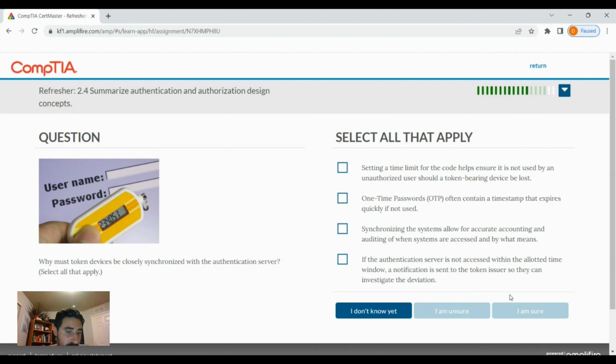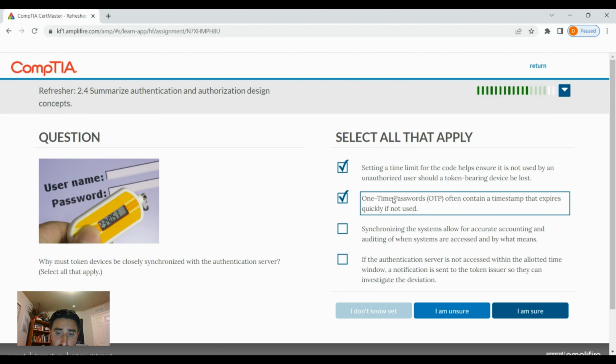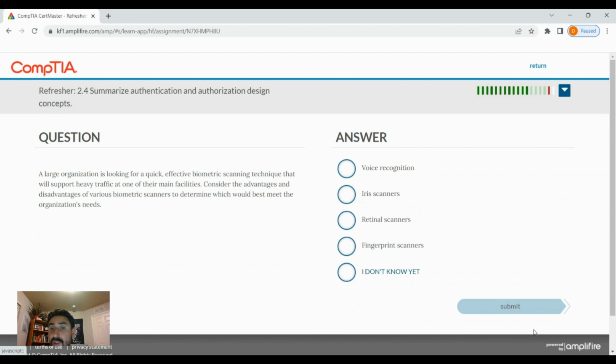Why must token devices be closely synchronized with the authentication server? Setting a time limit for a code helps ensure it is not used by an unauthorized user should a token-bearing device be lost. One-time passwords often contain timestamps that expire quickly if not used. Synchronizing the systems allows for accurate accounting and auditing when systems are accessed and by what means. If the authentication server is not accessed within the allotted time window, notification is sent to a token issuer so they can investigate the deviation. I wasn't really too sure about that one, but that's okay.